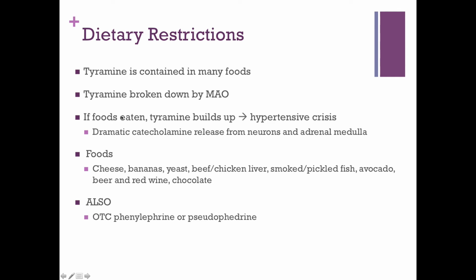Okay. All right. If foods are eaten, the tyramine builds up and there can be a hypertensive crisis, tons of catecholamine release. So that's your dopamine, epinephrine, norepinephrine. That signals to the adrenal medulla to make even more norepinephrine, which can be really dangerous. Also, because the over-the-counter cold medications contain things like phenylephrine and pseudoephedrine, those should be avoided also because that cannot be degraded. Those are products that are similar, and they also use the MAO enzyme for degradation.